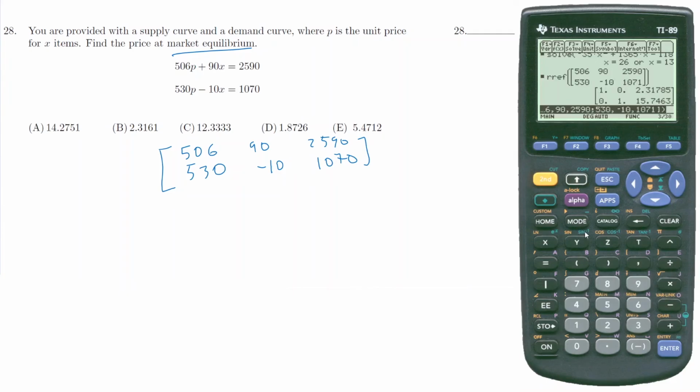Enter. So my P is going to be equal to 2.31781. For whatever reason, is it matching or not matching? Right? Just need to make sure that it's matching kind of perfectly. Maybe I messed something up. So 506, 90, 2590. See, so I made a mistake.